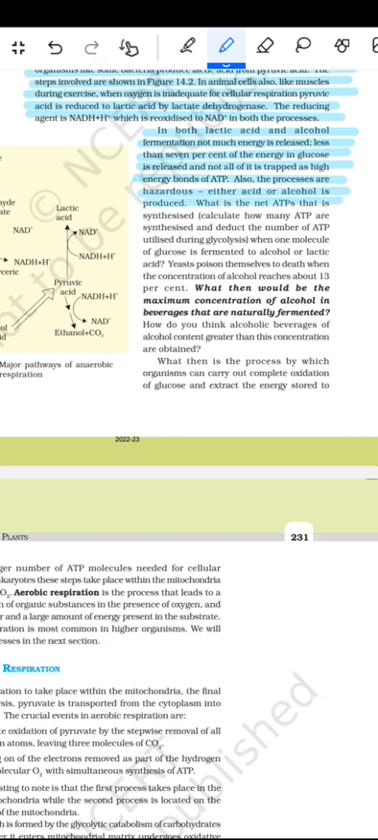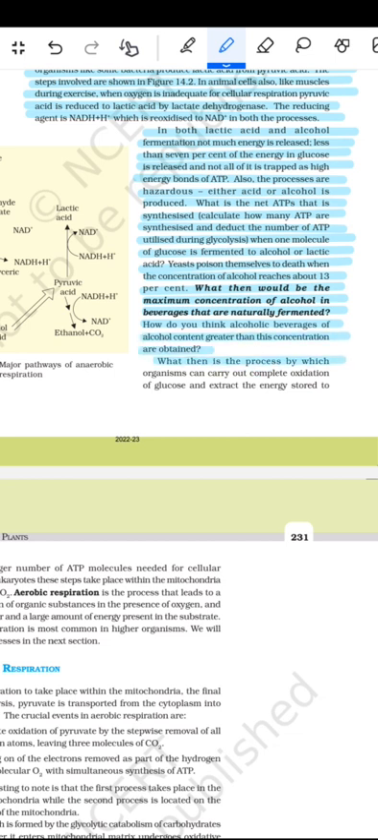What is the net ATP that is synthesized? Calculate how many ATP are synthesized, and deduct the number of ATP utilized during glycolysis, when one molecule of glucose is fermented to alcohol or lactic acid. Yeast poison themselves to death when the concentration of alcohol reaches about 13%. What then would be the maximum concentration of alcohol in beverages that are naturally fermented? How do you think alcoholic beverages with an alcohol content greater than this concentration are obtained?